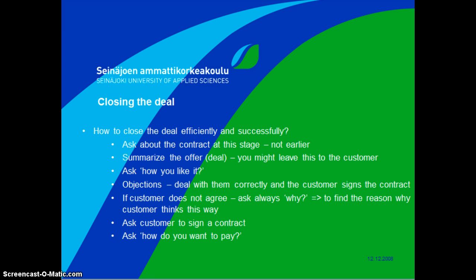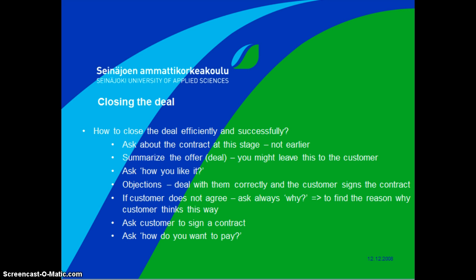There could be many situations where customers don't agree. If that situation happens, always ask the customer why. Then you have a basis for further discussion and you know what the customer thinks. And it's very important to find a solution for the salesperson.